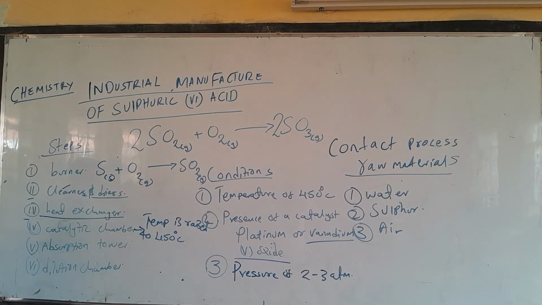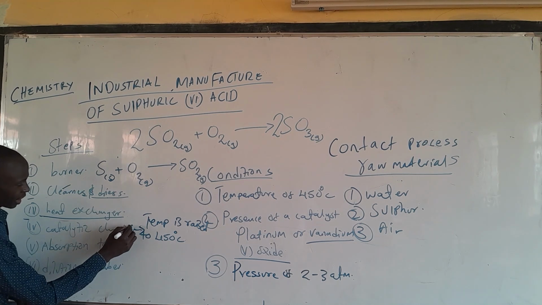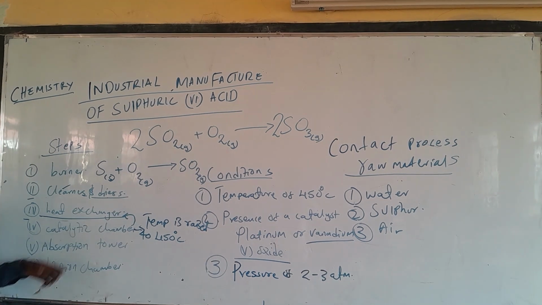Now, after production of sulfur 6 oxide, the gas is pumped back to the heat exchanger. In the heat exchanger, the gas is then cooled. That is, sulfur 6 oxide is cooled in the heat exchanger.